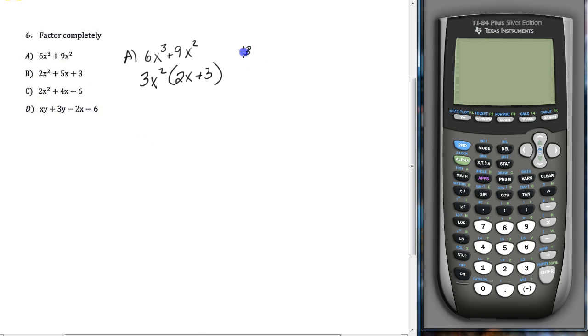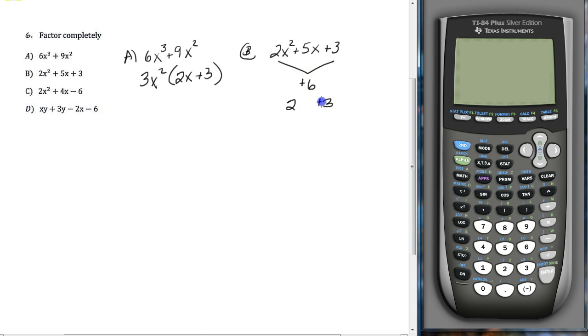Let's try it again. B, 2x squared plus 5x plus 3. Notice we're not solving these. It's not an equation. It's not equal to anything, so I can't solve it. So for this one, I'm going to do the method that we learned. We multiply the front and the back. We get positive 6. I keep my signs. So from positive 6, we break down 6 to make the middle term 5. So it has to be 2 and 3.